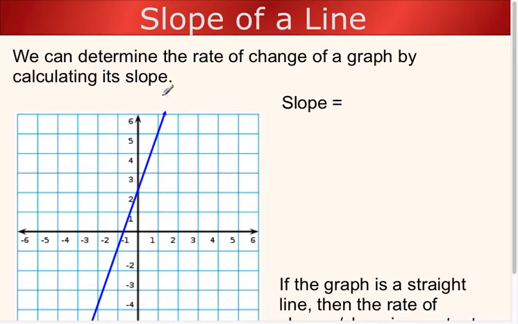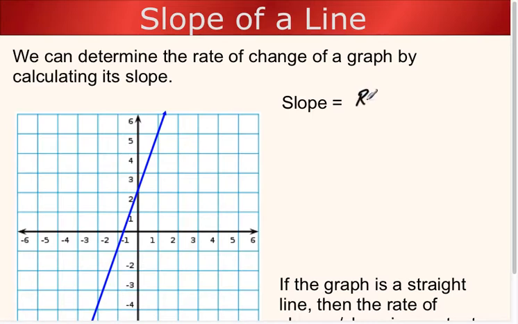This slope of a line idea is hugely related to rates of change, which are hugely related to the idea of calculus techniques, which all of calculus is based on slopes. Okay, let's go through this problem. We can determine the rate of change of a graph by calculating its slope. So I've got this line, slope. Do you remember the slope formula?